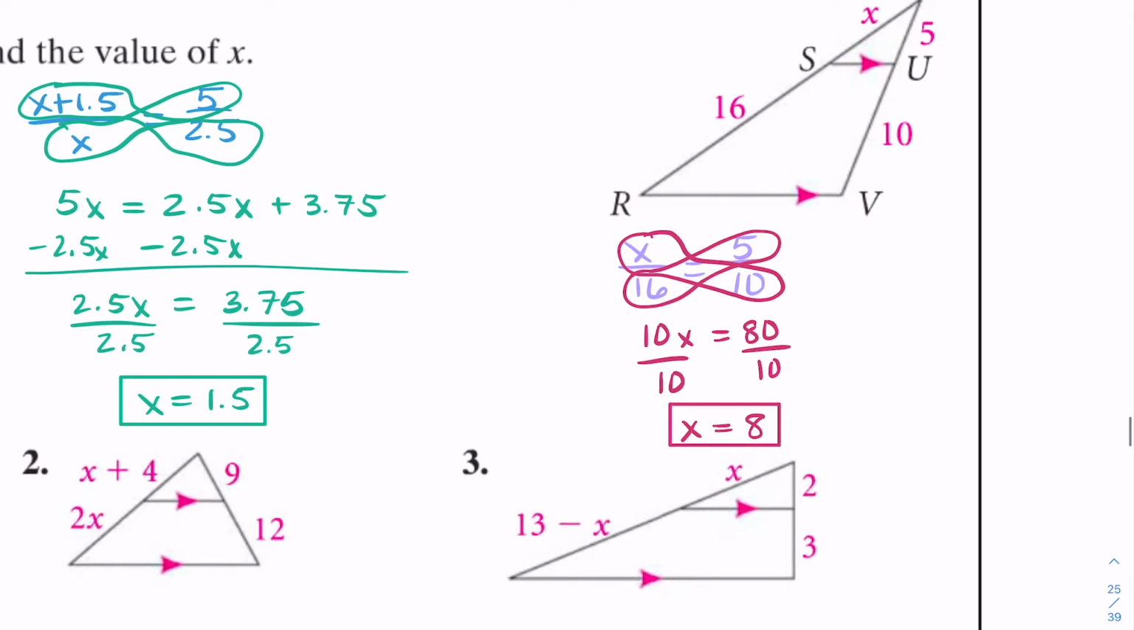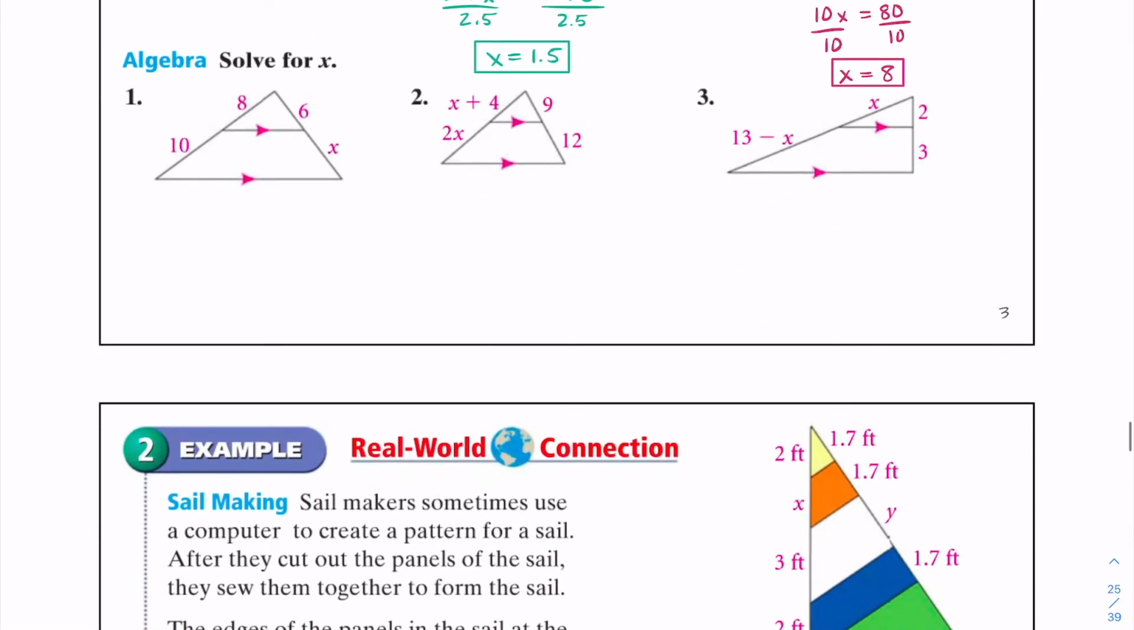All right, and this one makes sense. If this length is 5 and this length is 10, that's double. 8 doubled would be 16. So together this is 5 and 15 and 8 and 24. All right, here's a couple more.